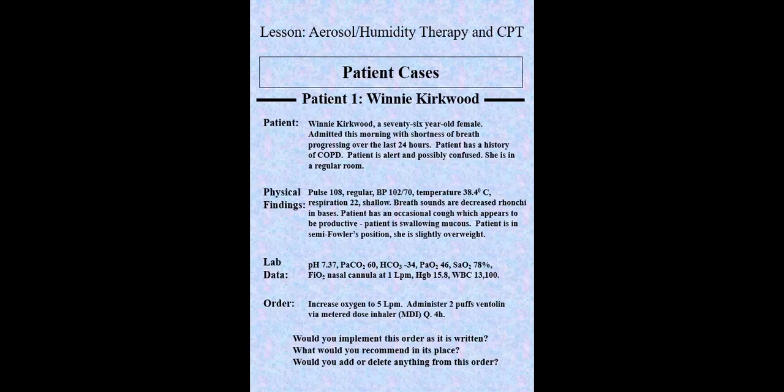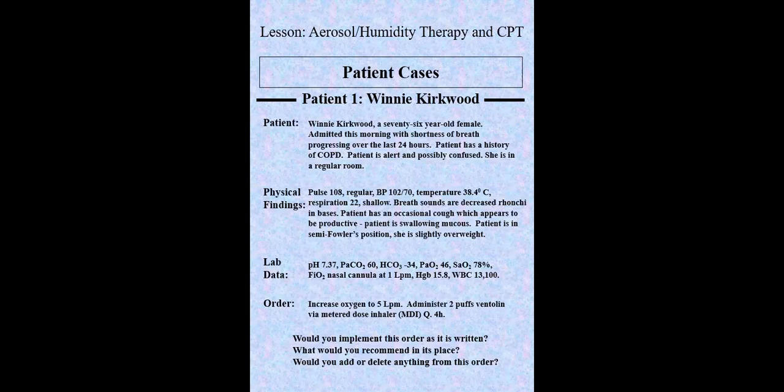The third player is bicarb. Is it in normal range? No, it's not in normal range, so we do have compensation. And was the compensation enough to get us back to normal range for pH? Yes. So it's fully compensated respiratory acidosis. Excellent. What about the oxygenation status?